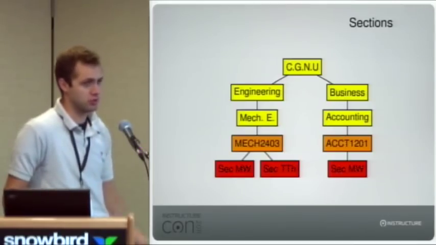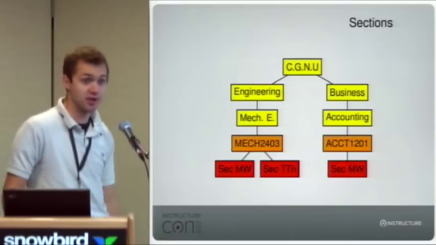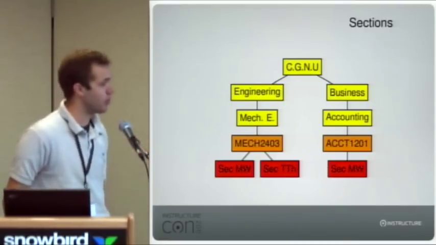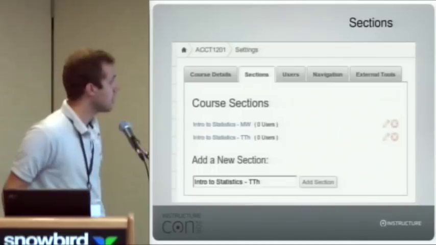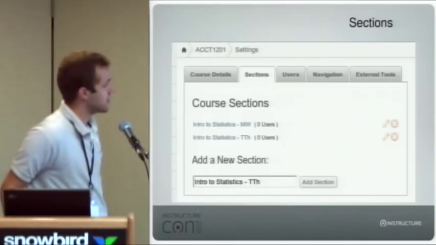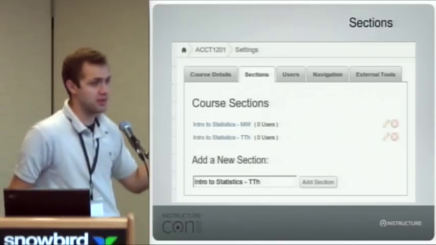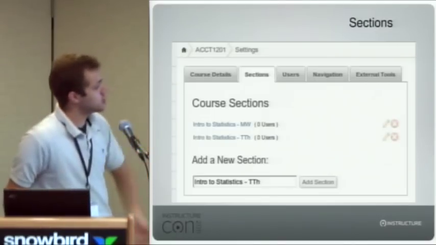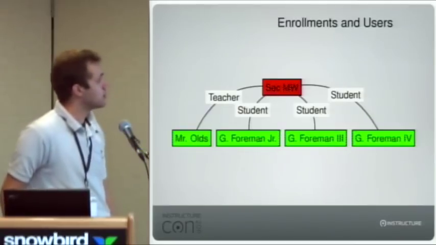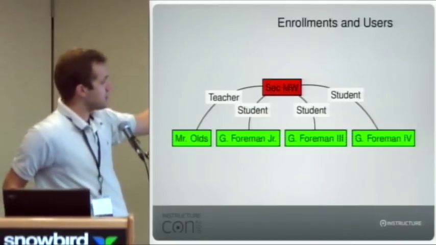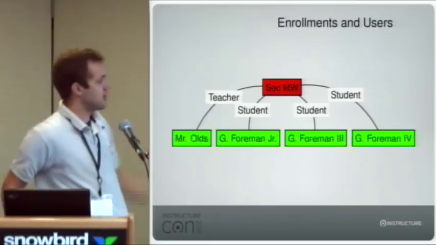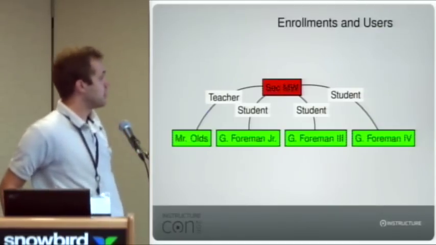So you would probably be interested in having a different course in Canvas for different content. Course sections you can actually see in the UI in the settings for a course. They look like this. You can click them and look at what students are enrolled in a course. Again, this is a section. This is my course. I'm teaching the Foreman children, George Foreman.